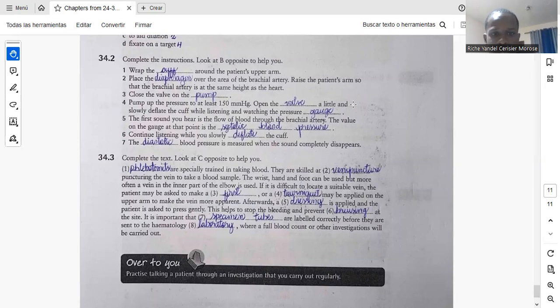The first sound you hear is the flow of blood through the brachial artery. The valve reading on the gauge at that point is the systolic blood pressure. Continue listening while slowly deflating the cuff. The diastolic blood pressure is measured when the sound completely disappears.